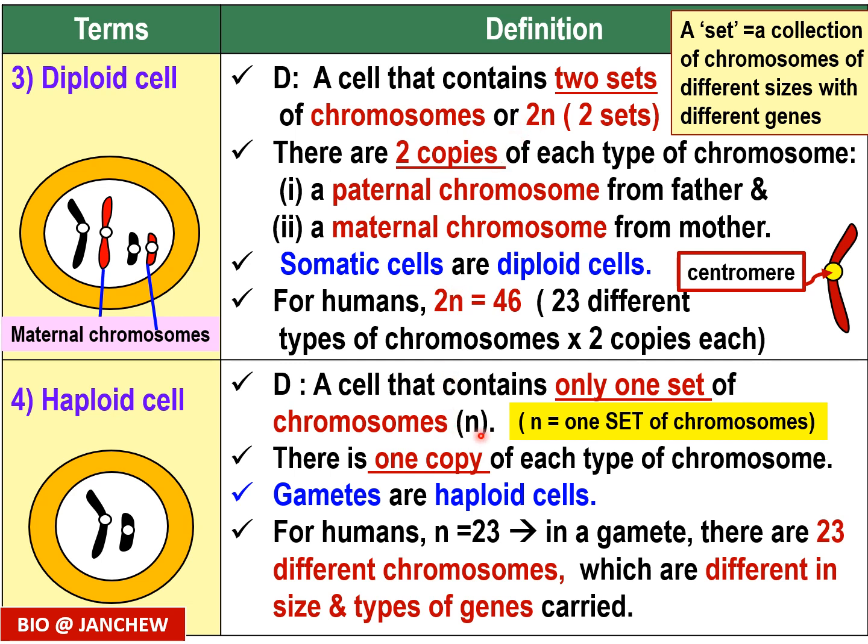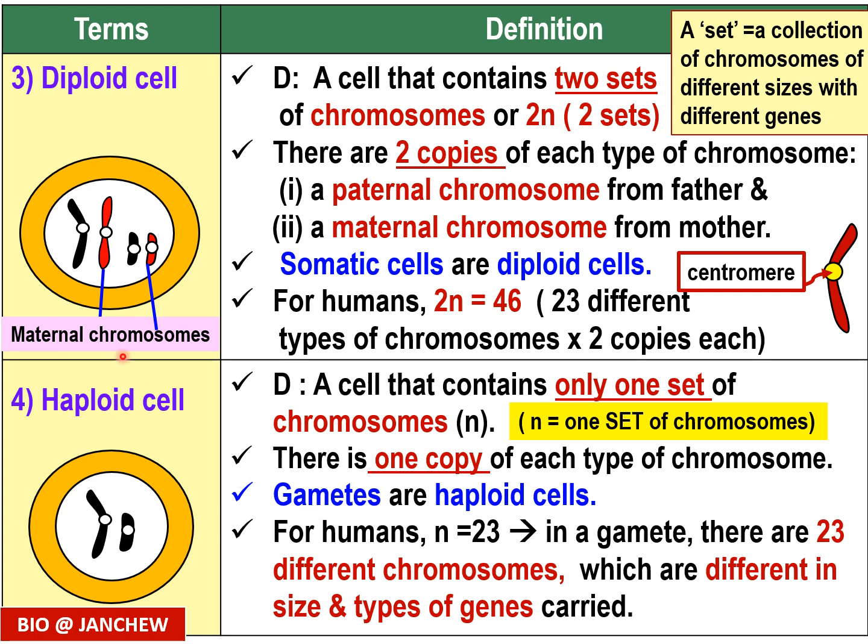So one set of chromosomes that are all different from each other. For humans, it will be from chromosome number 1 to chromosome number 23. One chromosome number 1, one chromosome number 2, etc., until the 23rd chromosome. Now, there's only one copy of each type of chromosome in this cell. One copy. So gametes are haploid cells. The sperm and the egg are all haploid.